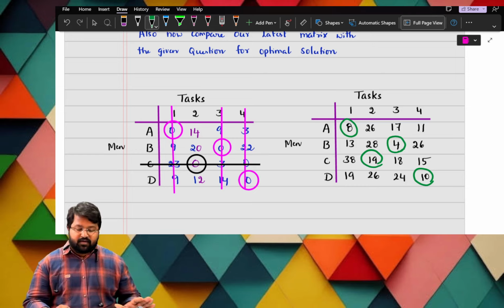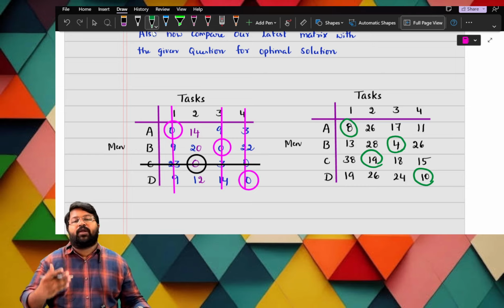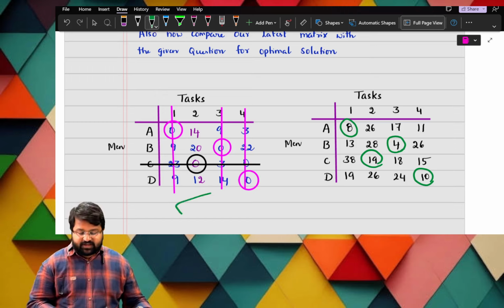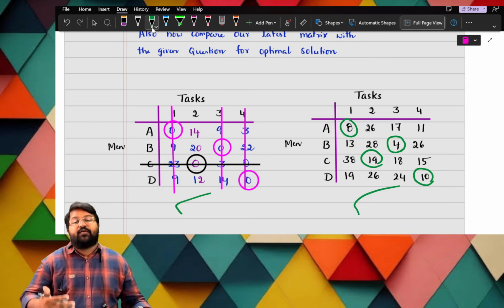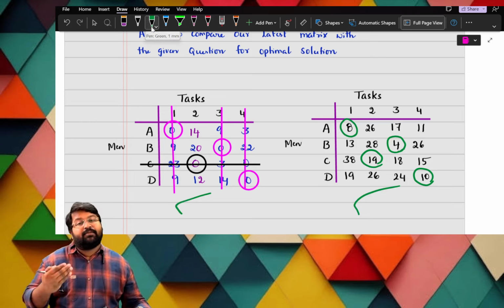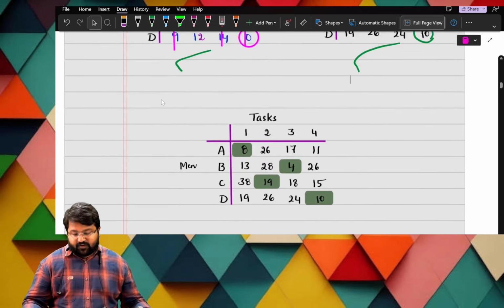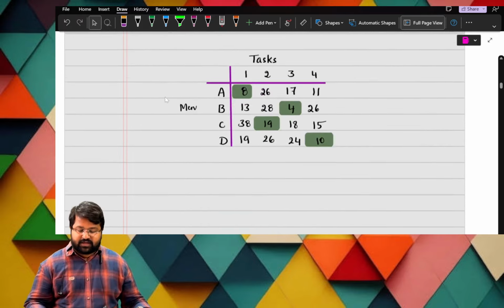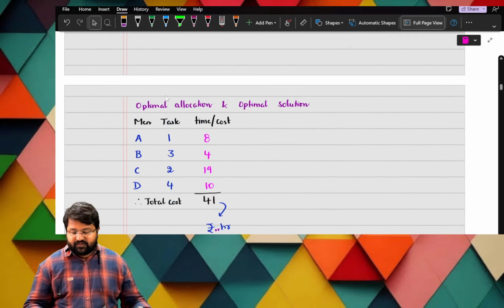So now finally we are getting the optimal allocation and the optimal solution. We have to mention the same thing in a table format. So finally we allocated this, and I mentioned the same thing there. So this is the final allocation.